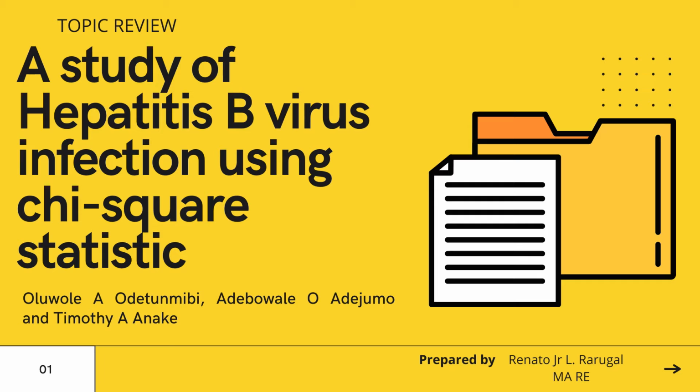Tonight I'll be presenting the topic that I have chosen and reviewed, and this study is all about hepatitis B virus infection using chi-square statistics. This study is by Olushola A. Odetunmibi, Adebowale O. Adejumo, and Timothy A. Anake. I will also present what chi-square statistics is, how it is used, and how to interpret the results. So let's go.